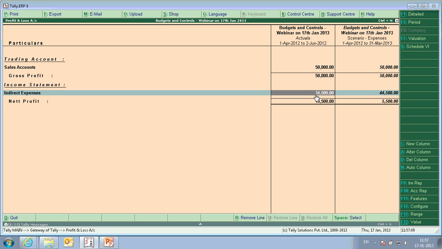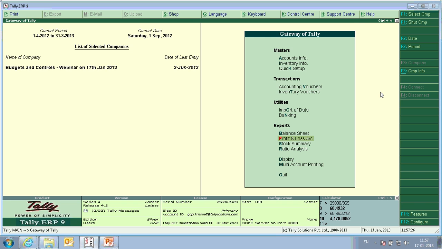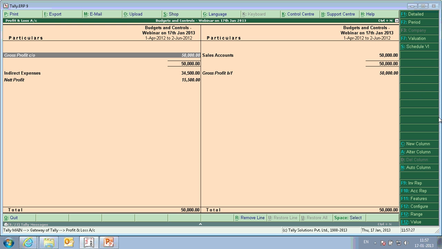Yeah, Satish, can you see the difference now here? Actuals it is showing that 34,500 is your expenses, but if you include scenario, see scenario, 10,000 more is being included because of the optional voucher. Yeah, except the screen, profit and loss account. So this is my actual screen, actual report.